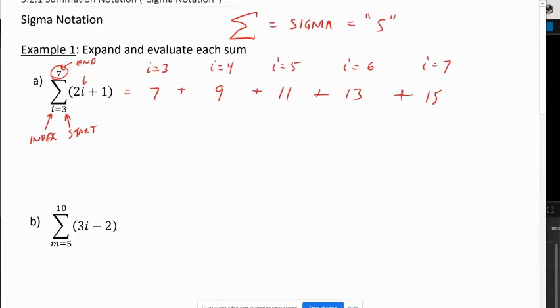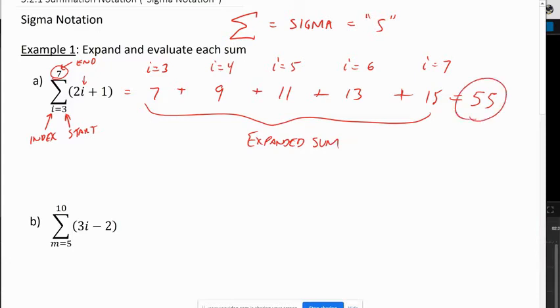And then if you wanted to add those up, you could just do 7 plus 9 plus 11 plus 13 plus 15, and that adds up to 55. So this is called the expanded sum. And then this is the value of that sum.